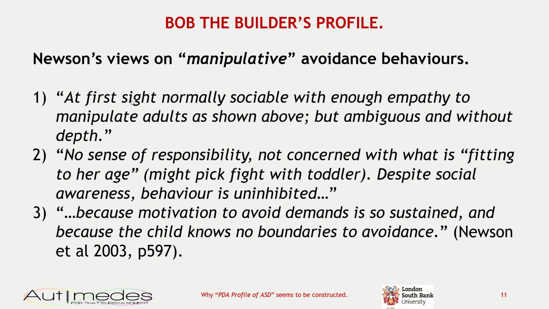At first sight, normally sociable, but with enough empathy to manipulate adults as shown above, but ambiguous and without depth. No sense of responsibility, not concerned with what is fitting to her age, and so, in brackets, might pick a fight with a toddler, close brackets. Despite social awareness, behaviour is uninhibited. And there's another quote: because motivation to avoid demands is so sustained, and because the child knows no boundaries to avoidance. And this is all from page 597, where she's describing her behaviour profile.